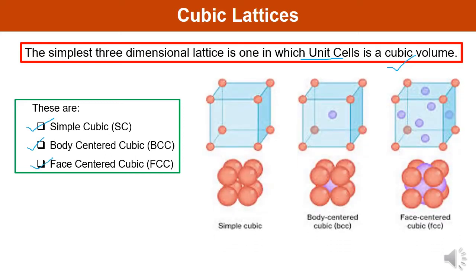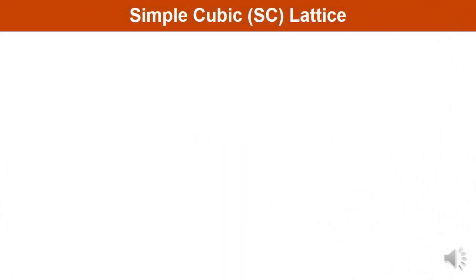You can see these diagrams as well. This is the simple cubic lattice, body-centered and face-centered. Now you have to study each one in detail, and for each case you have to calculate the atomic radius as well. So let us begin with the simple cubic lattice.